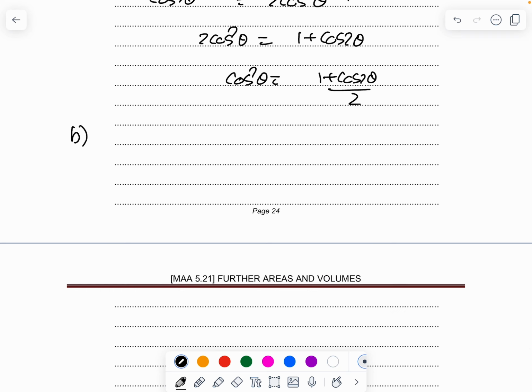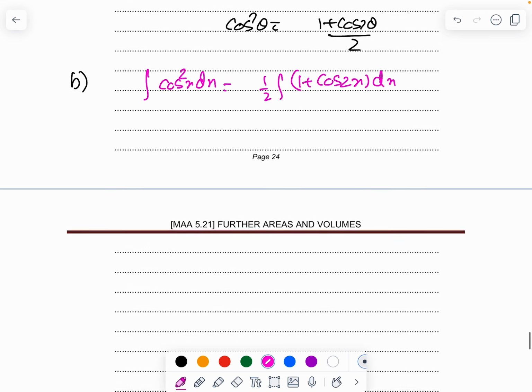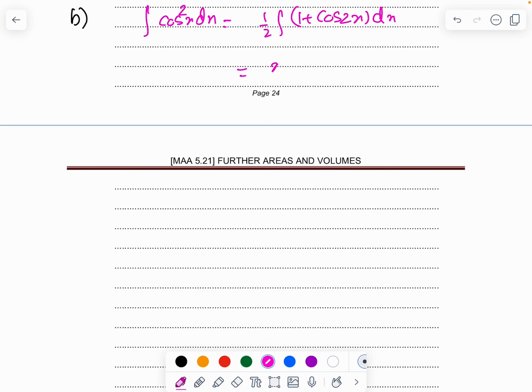Now for part B, the integral of cos squared x dx will be the integral of 1 upon 2 times (1 plus cos 2x) dx, which is x upon 2 plus sine 2x upon 4 plus c.